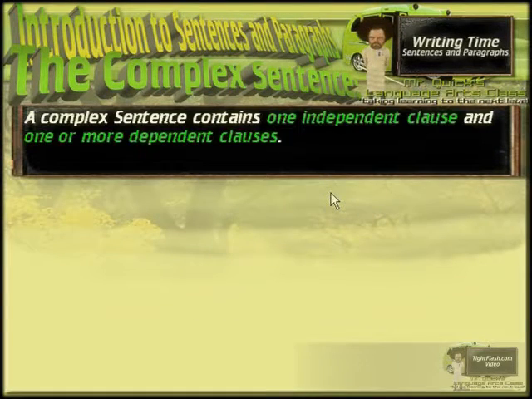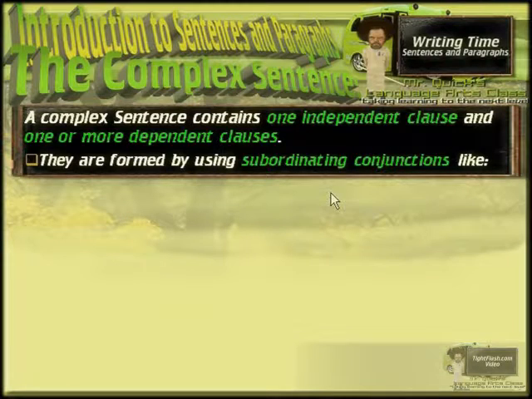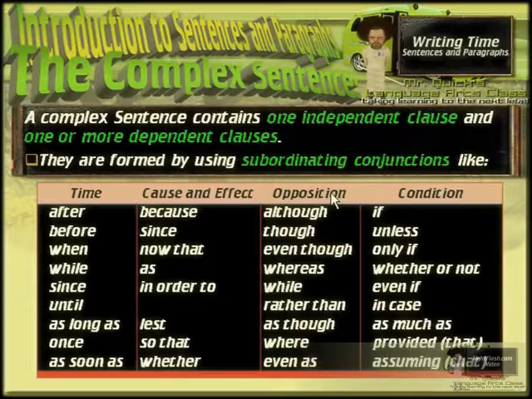Okay, so complex sentence. We have a complex sentence where we have one independent clause and one or more dependent clauses, but the way I want you to look at it is that we have at least two independent clauses, but one of the independent clauses begins with a special word. And here's the chart for the special words. And this is what makes the complex sentence complex. These words are called subordinating conjunctions.